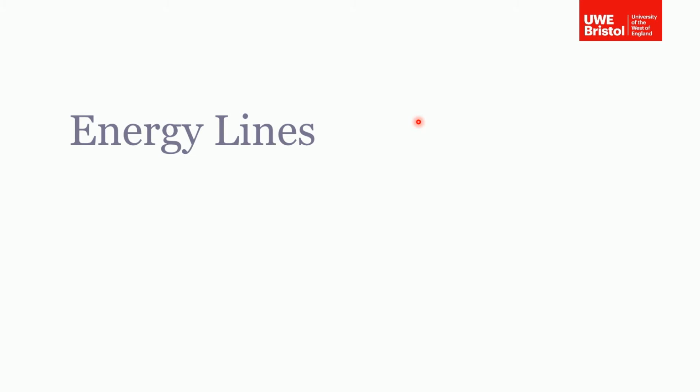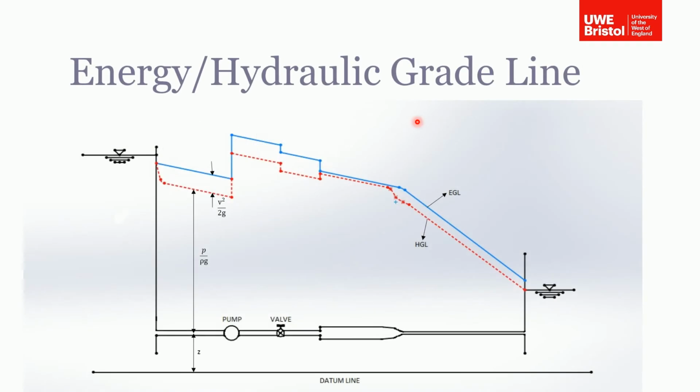In this section, I'm going to talk about energy lines and how they can really help understand the pressure losses along a pipe network. So everything is nicely illustrated in this image, which I'm just going to talk around.